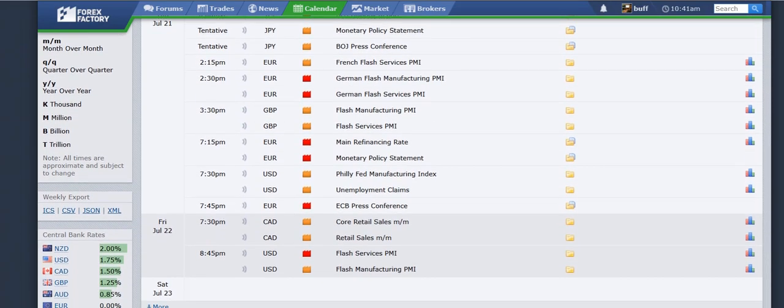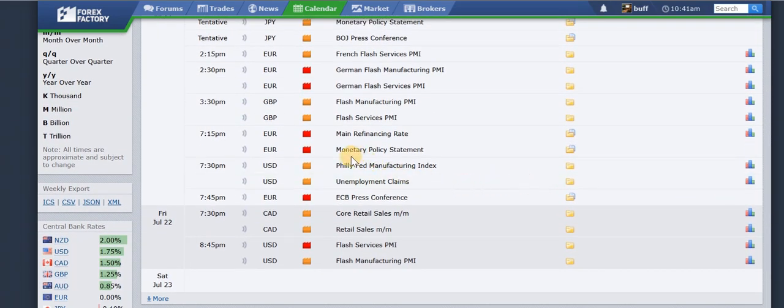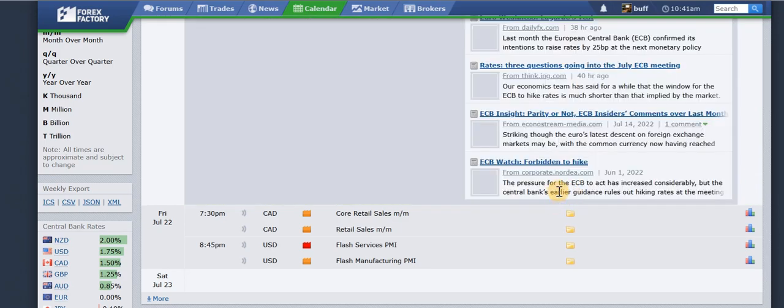So look, what else have we got? Monetary policy statement, that goes hand in hand with that. Euro ECB press conference. I'm not even sure what that is. If you want to know what something is, just click on this little yellow envelope on the right here. It brings up some sort of information box that tells you what it is, etc.